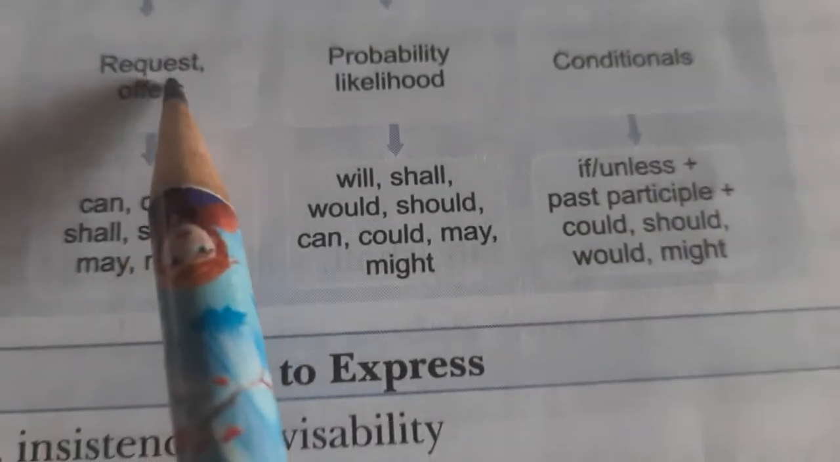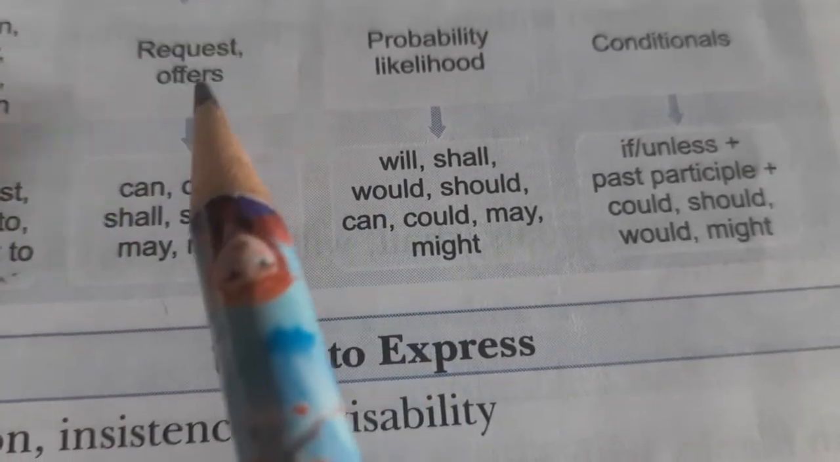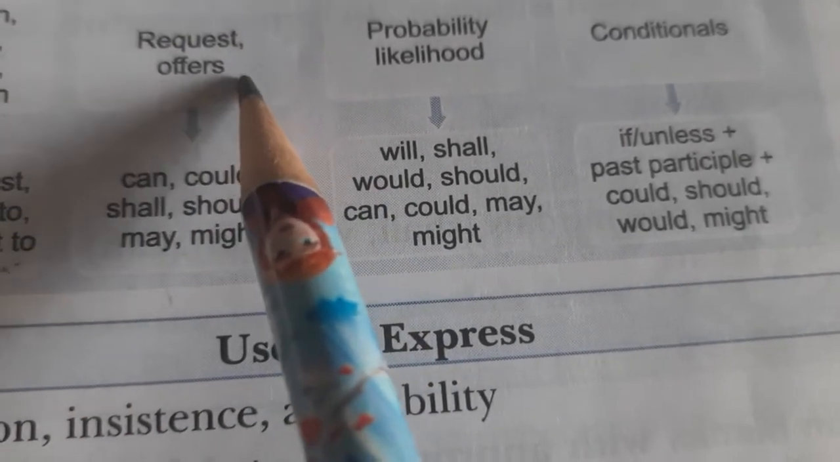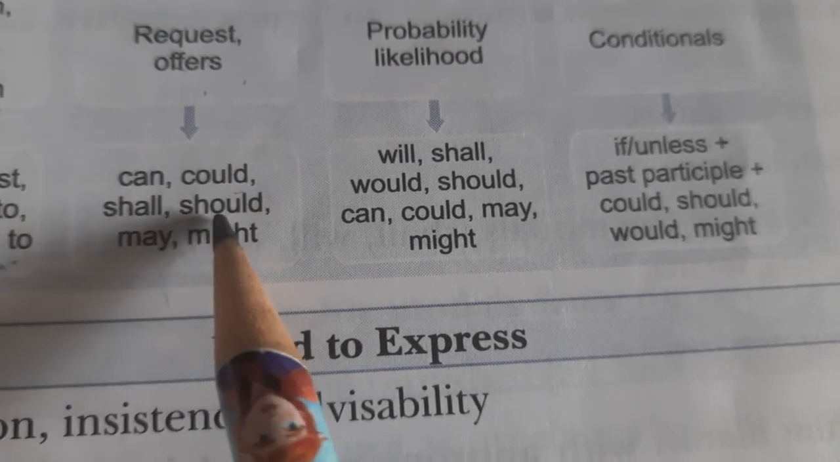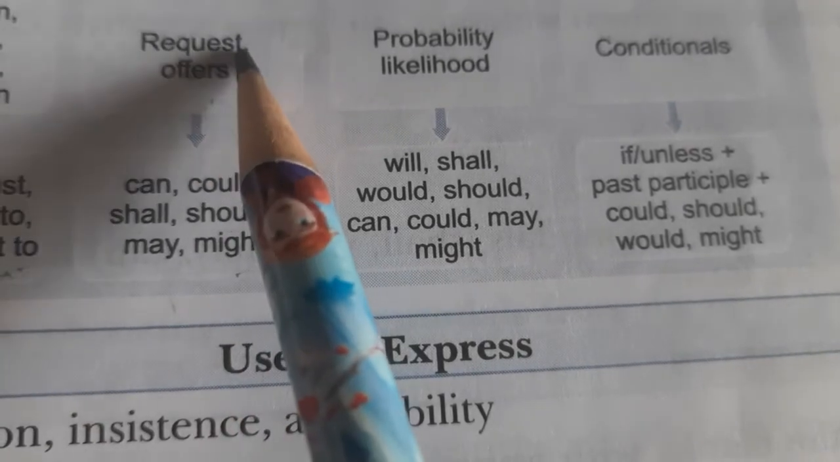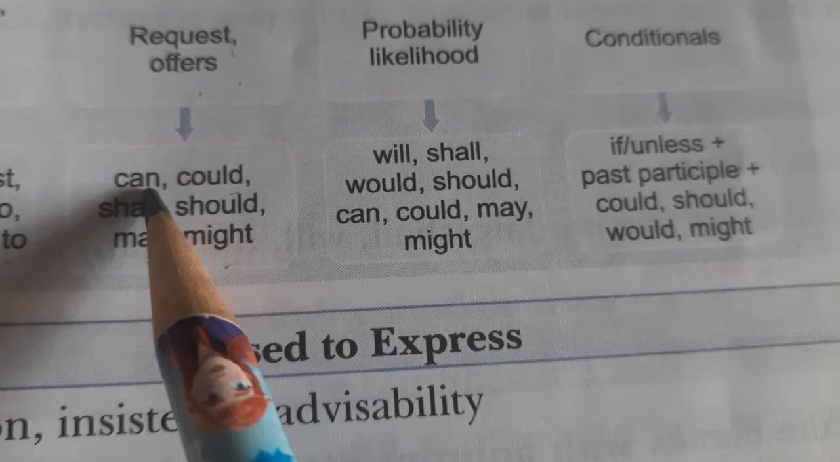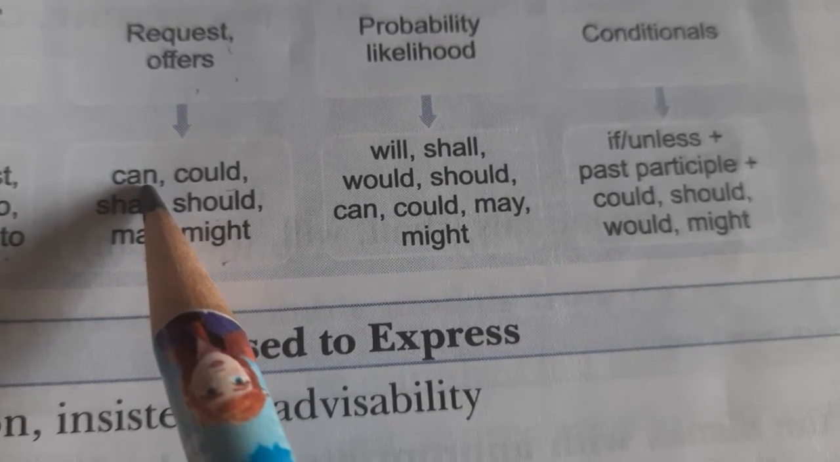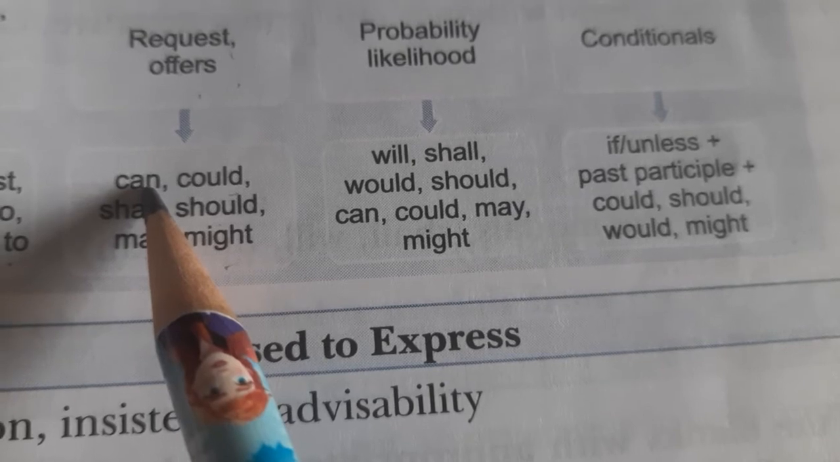Next, request or offers. For making any request or making any offer, we can use can, could, shall, should, may, might. For example, for making a request, how can we use can? Can I please borrow your pen? So that is can used as a request.